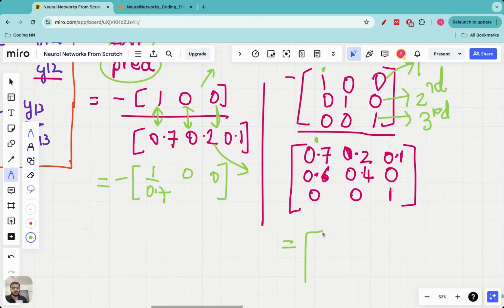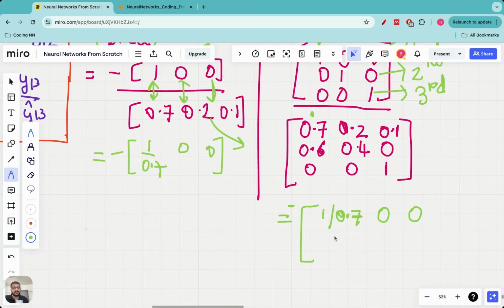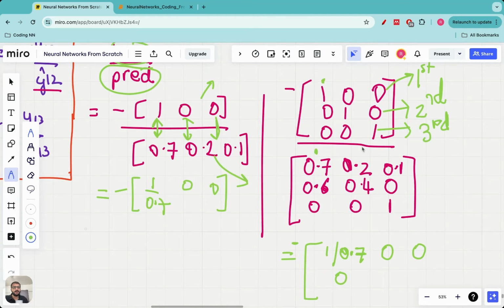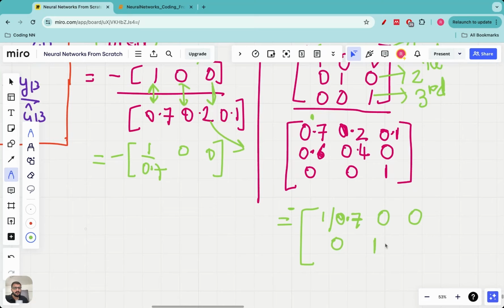So actually the answer would be, in the first row, so this will be a negative sign. In the first row, the term which will survive is 1 divided by 0.7, and all other terms are anyway 0, so I am going to write 0 and 0. In the second row, what will survive is 1 divided by 0.4, and the other terms will be 0. And in the third row, it will be 0, 0, and 1 divided by 1. So the answer will be 1.